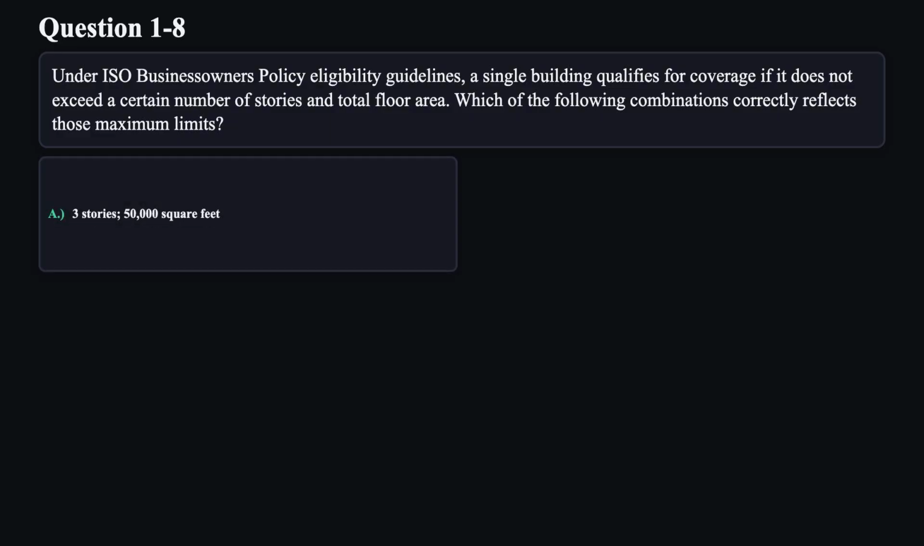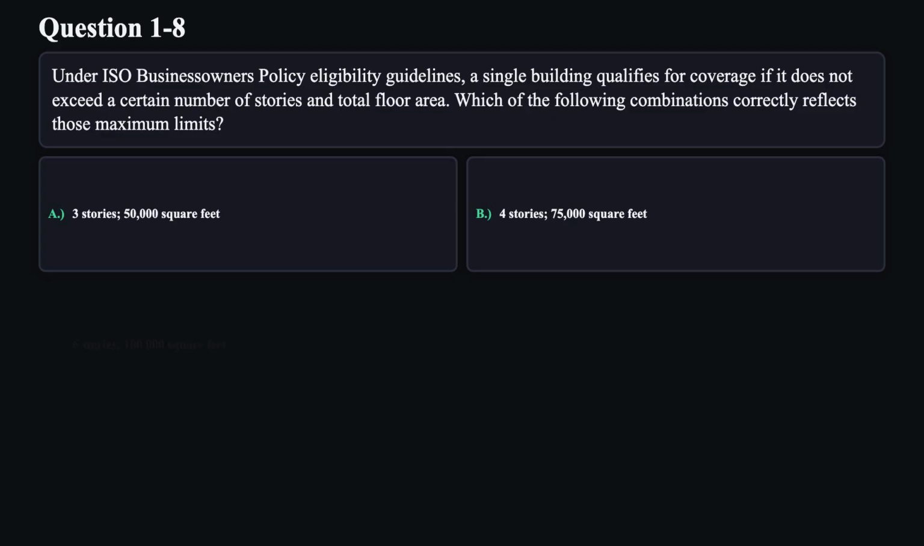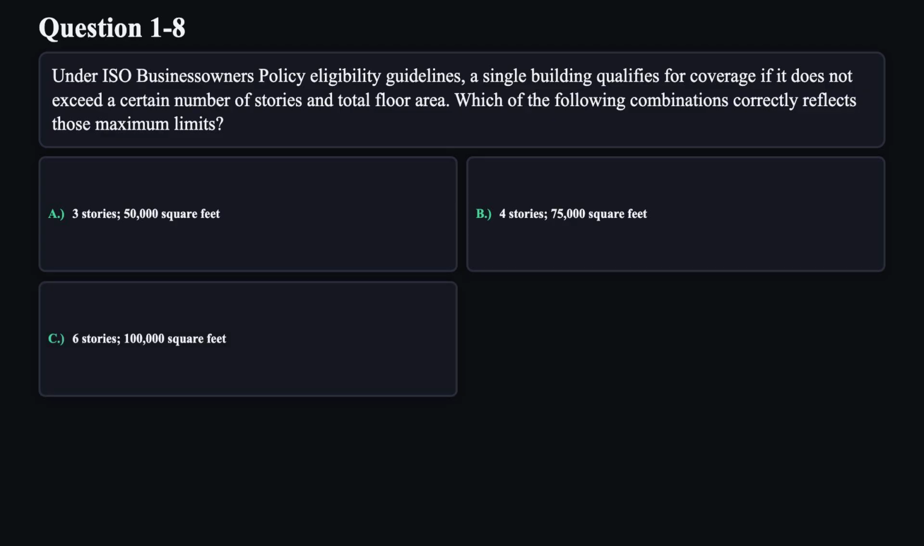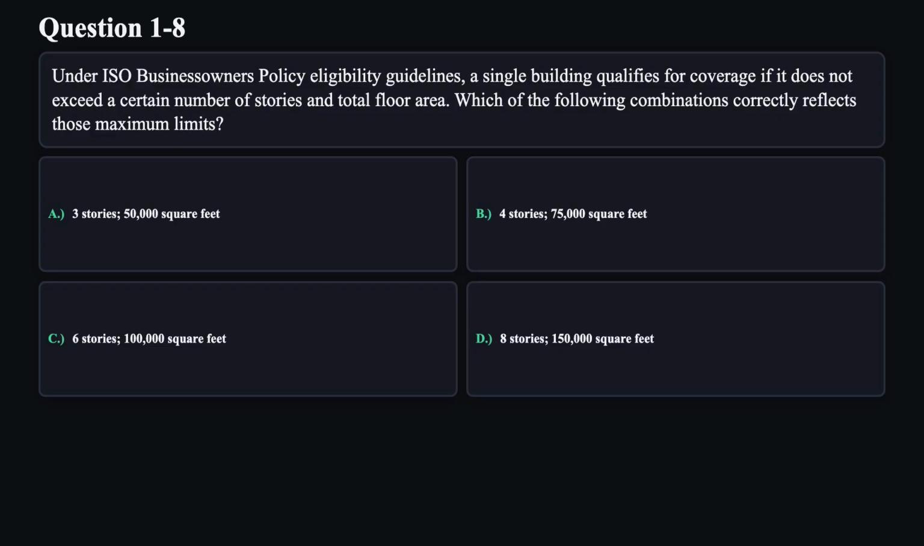A. 3 stories, 50,000 square feet. B. 4 stories, 75,000 square feet. C. 6 stories, 100,000 square feet. D. 8 stories, 150,000 square feet.